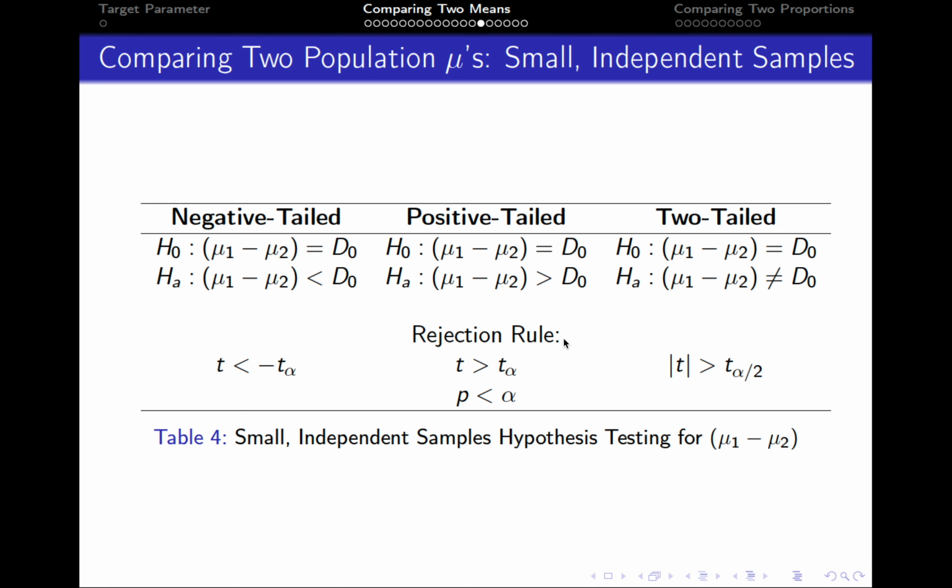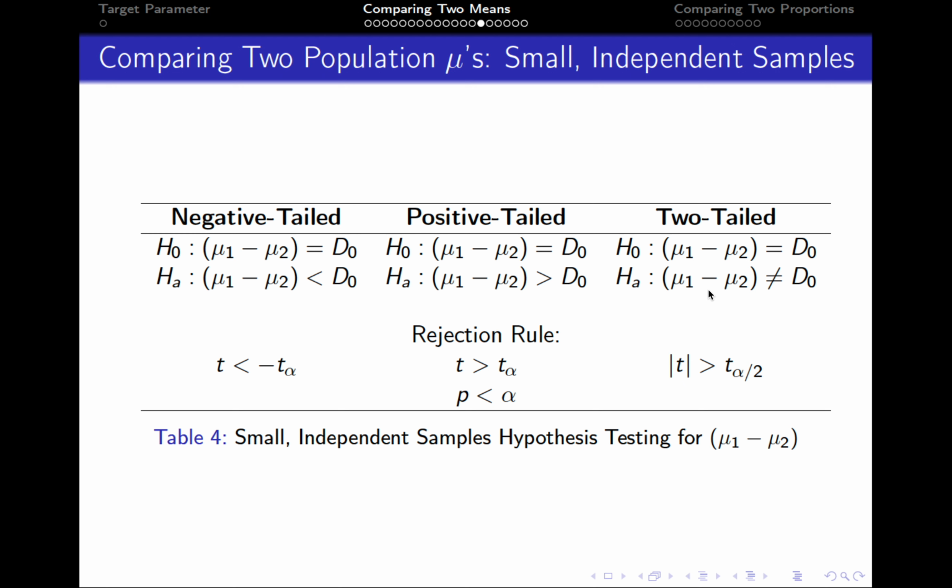And here is a quick summary of three types of tests and the rejection rules. So the null hypothesis is the same as in case of large samples, that the true difference in population means is equal to d0. And as for the alternative hypothesis, it is also identical to the case of large samples. In case of the negative tail test, the difference is lower than d0. In case of the positive tail test, the difference between two population means is higher than d0. And in case of the two-tail test, the difference between two population means is not equal to d0.